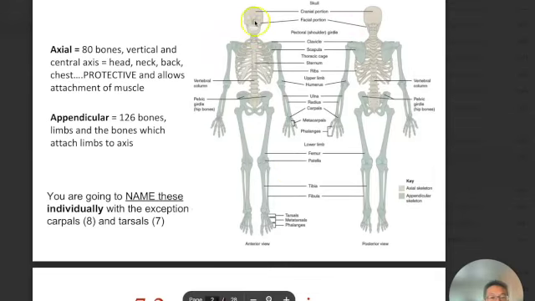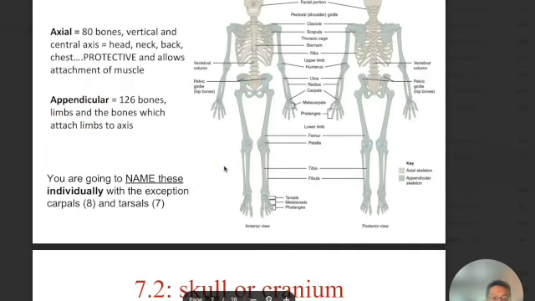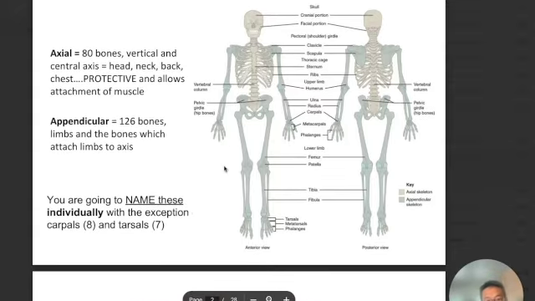So the axial skeleton is here, and the appendicular skeleton is there. Axial is pretty much in the middle, and appendicular is attached to the limbs and everything. There's a lot of bones to memorize, little details here and there. All right, here we go.